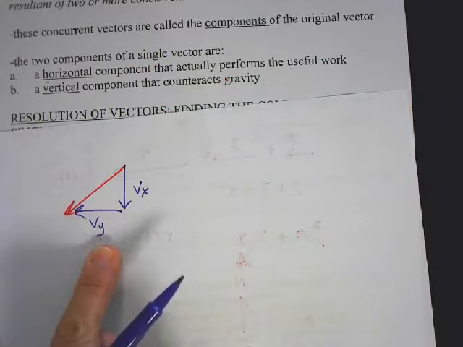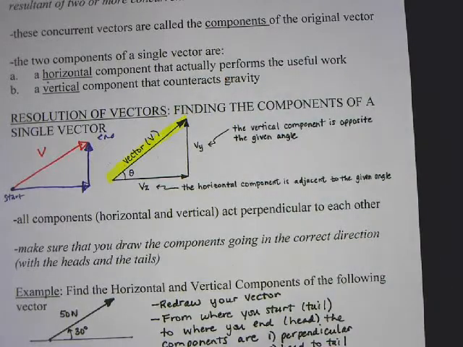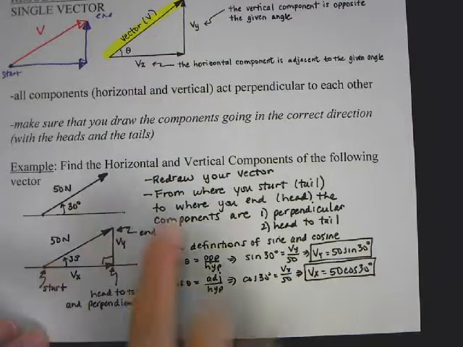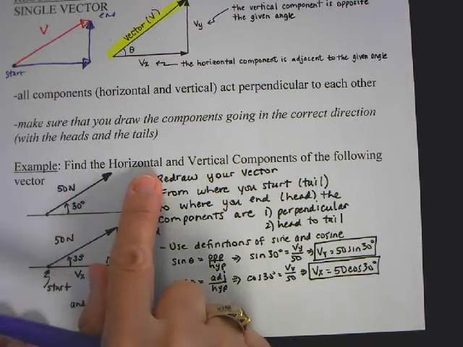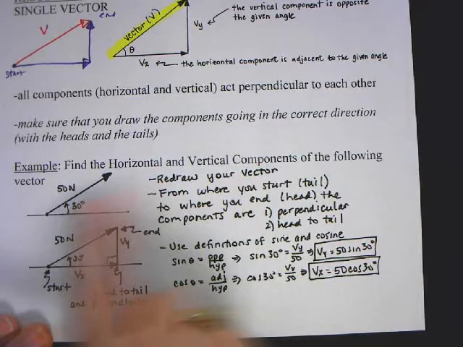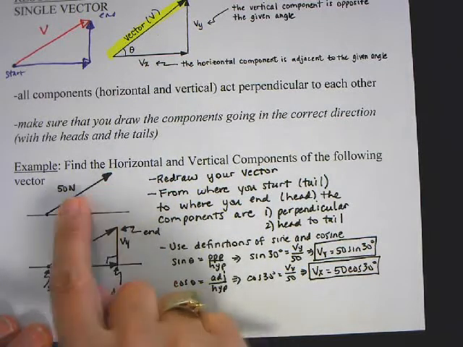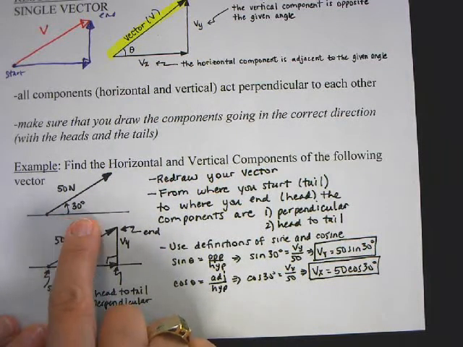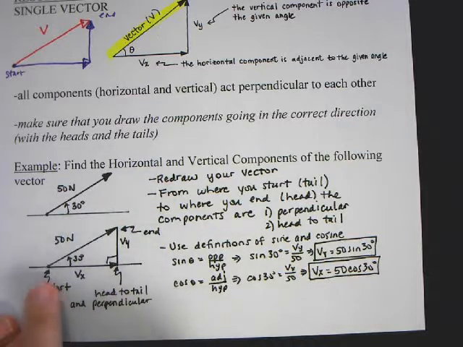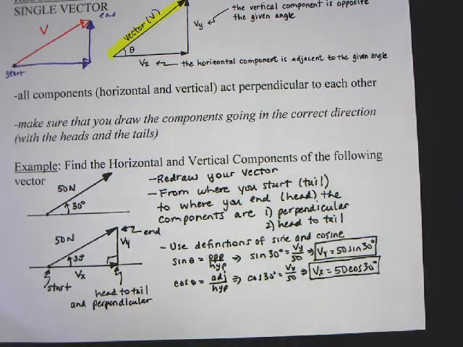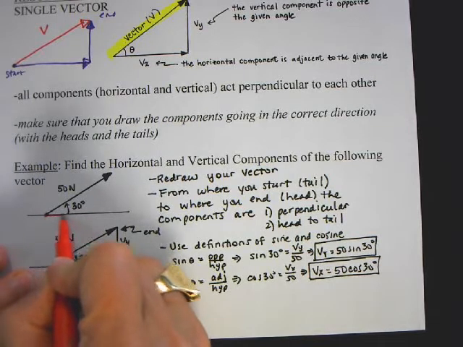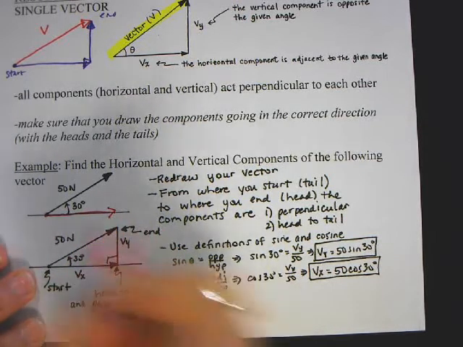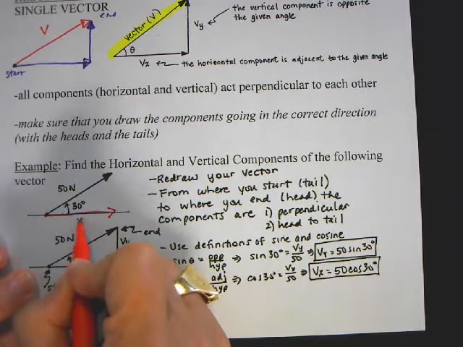So how do we do it? Here's an example. It says find the horizontal and vertical components of the following vector. So here's my vector. Its magnitude is 50 newtons, and it's acting at 30 degrees. So what you do is you draw your vector, and really on that same diagram, this is where I start. I go like this, and this is going to be the x component. From the head of this vector, I do the tail of the other, and that's going to be the y.